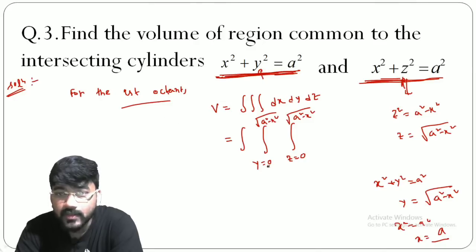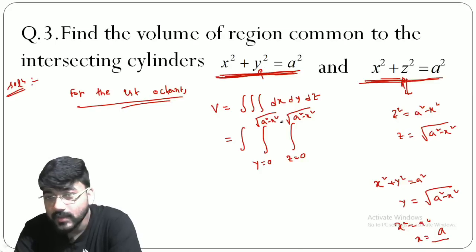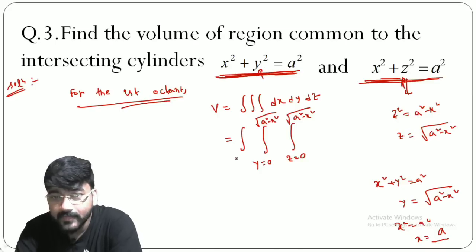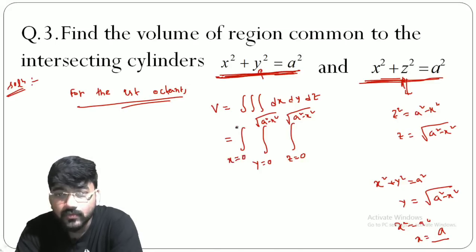As it is the first octant, we have taken the lower limit as 0. These are plus minus actually, but we have taken the integration for the first octant, so we have to take the positive values only. Now you have to integrate dx, dy and dz.